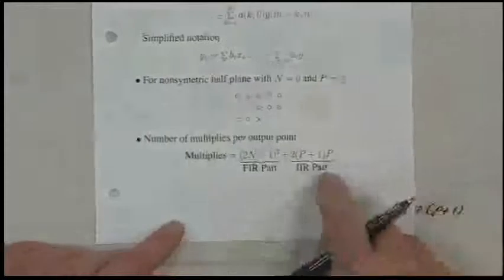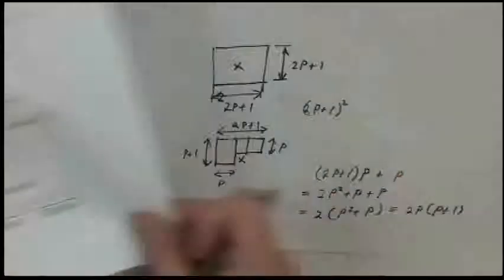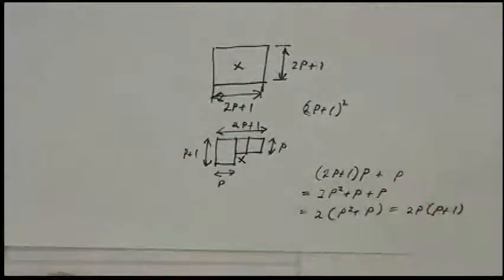And that's where this number is. So that's the number of multiplies you need per output point. And then if you additionally want a scale factor, I think you have to add one more.